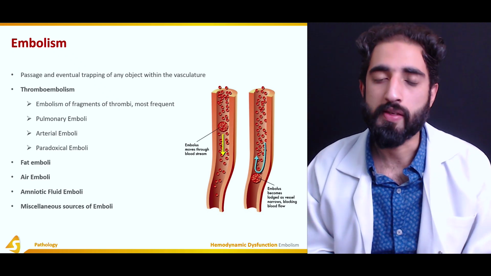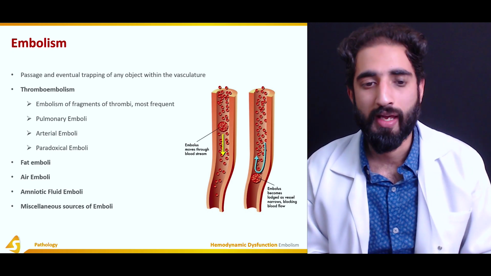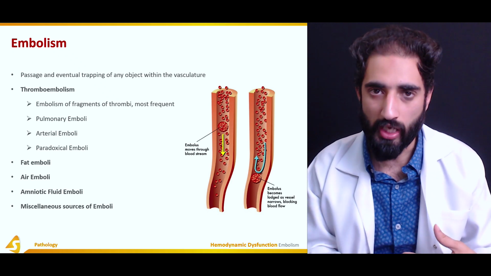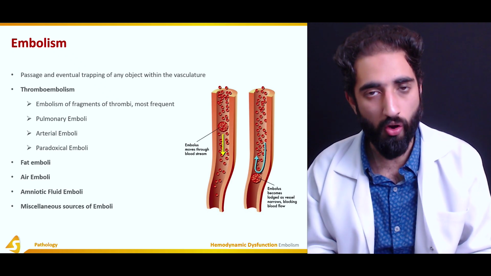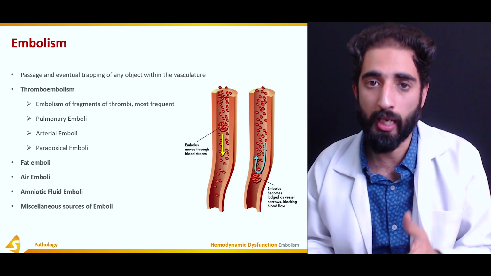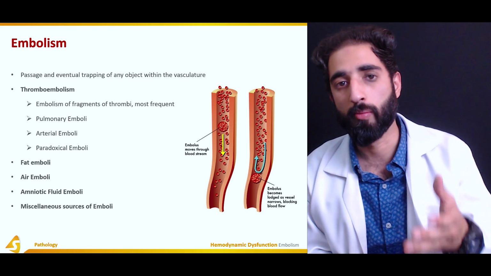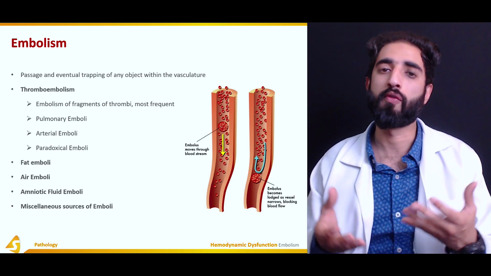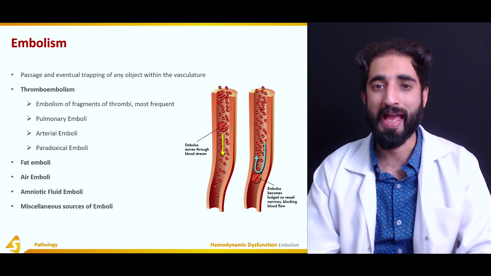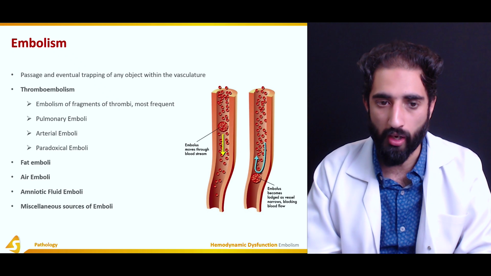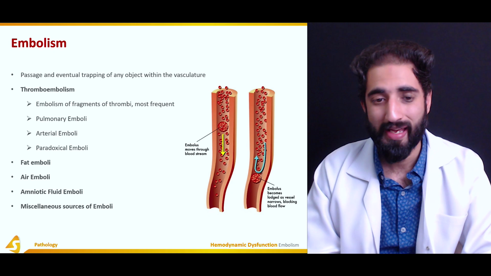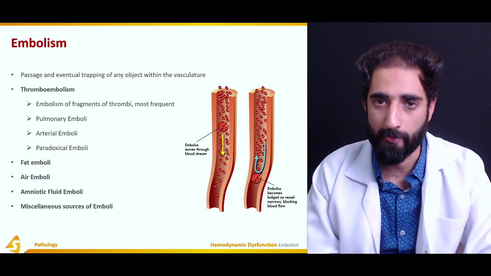Now, thromboembolism. What is thromboembolism? So embolism of fragments of thrombi. So thrombus, when it detaches or when it breaks and dislodges and starts moving around in the circulation and becomes an emboli, that is known as thromboembolism. So it is an emboli for which the source was a thrombus. So that is thromboembolism for you. And these are the most frequent types of emboli. And these thromboembolism can actually be formed as pulmonary emboli, arterial emboli, or paradoxical emboli.